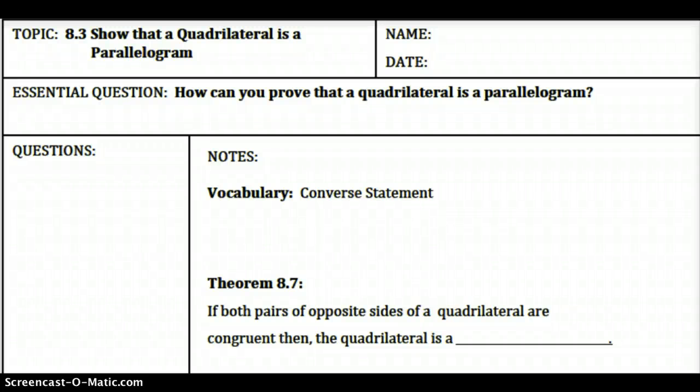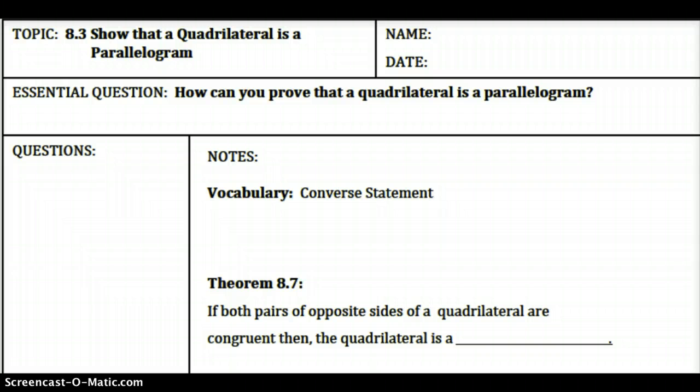Section 8.3, show that a quadrilateral is a parallelogram. Again, remember the parallelogram is defined as a quadrilateral with both sets of sides parallel. And we have our other theorems that show parallelograms.